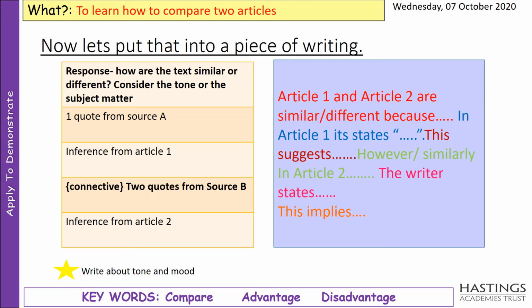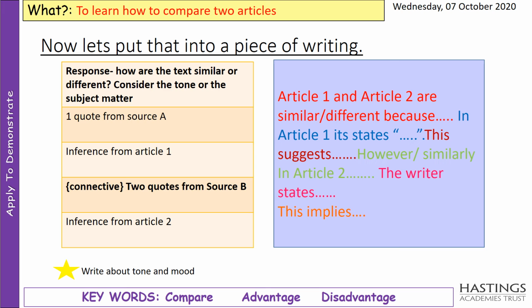And then in Article 1 it states, that's where you'd put your quote. This suggests, that's where you're putting your inference. Okay, so based on the quote, what can you infer from the writer? What does it suggest to you? And then you use either however or similarly, depending on if you're talking about similarities or differences. In Article 2, the writer states, and then this implies. Or you can use suggests again if you prefer.